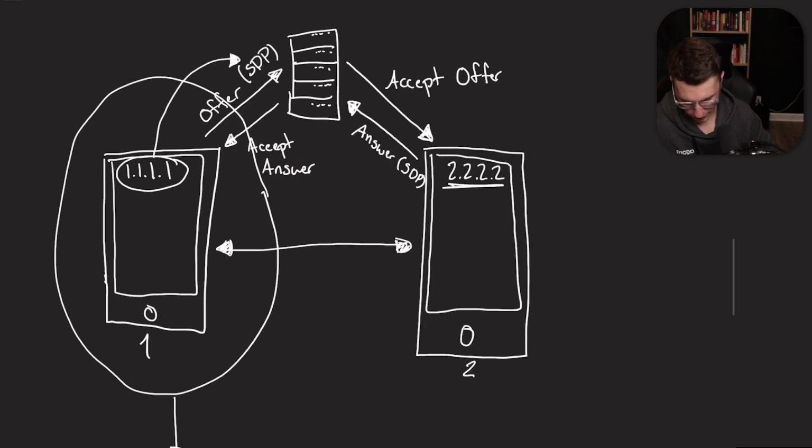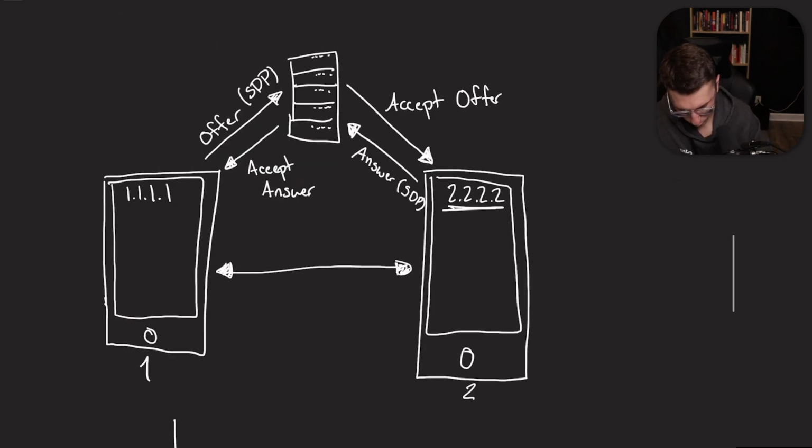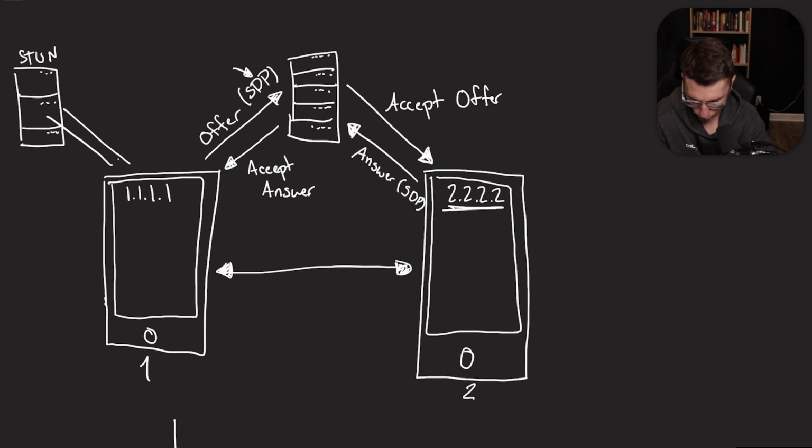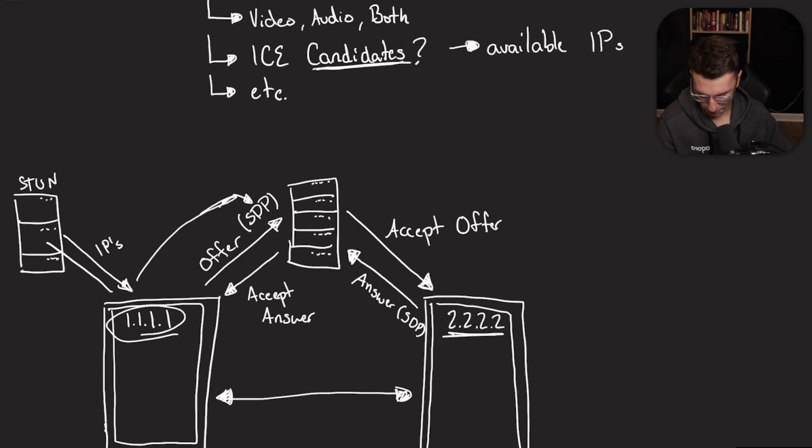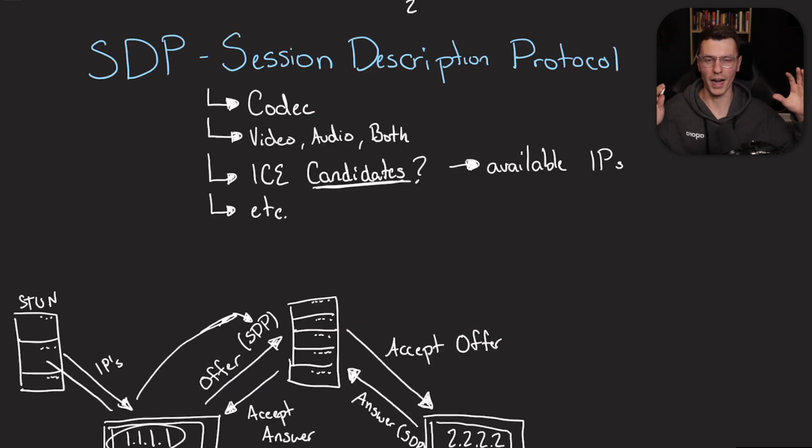So if we go back to this graph up here, instead of putting that 1.1.1.1 into the SDP, this device will reach out to a STUN server, which will return IPs to it. And then those IPs will get put into the SDP. And if you remember, this candidates was a plural. So a STUN server can give you back multiple IPs. It will probably even include this IP just in case it's publicly facing. But the main idea, you're giving your IPs to the SDP to send over to the other device so that they know where and how to connect.